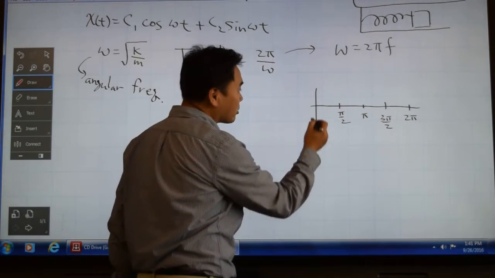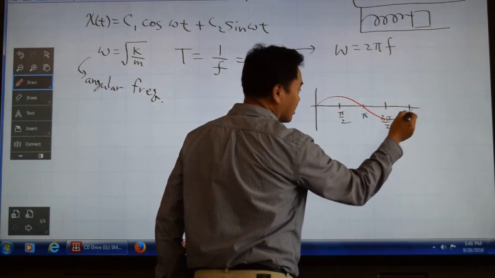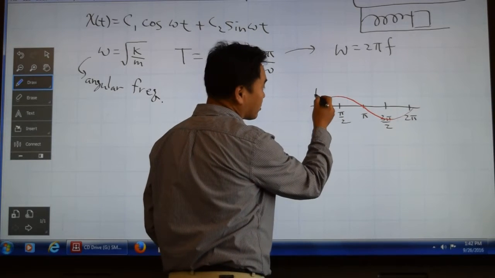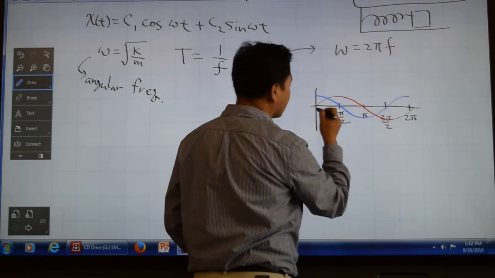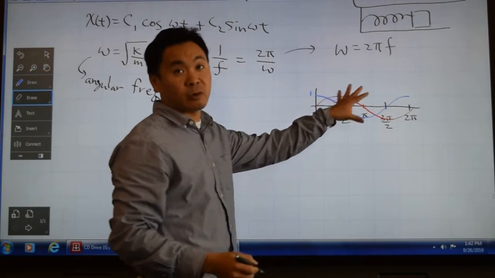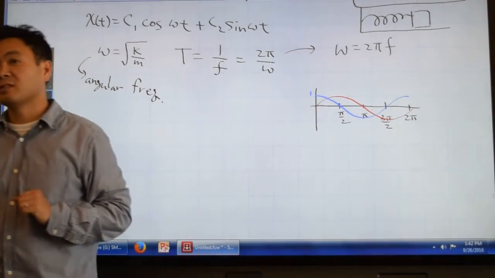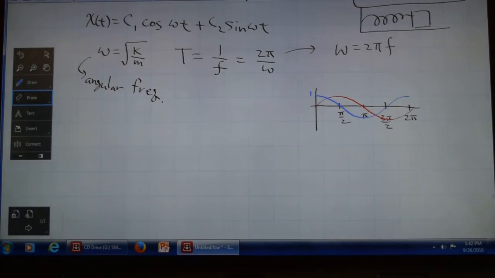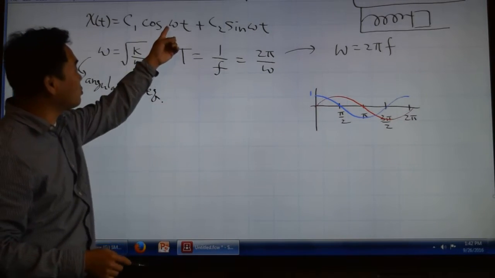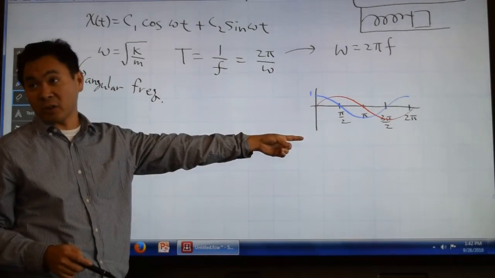Then the sine graph goes like this, and the cosine graph goes like that. And this thing repeats, right? So what's the period? 2 pi is the period. You knew that. You can't say you didn't know that. Okay. So when omega is 1, you have 2 pi as the period.